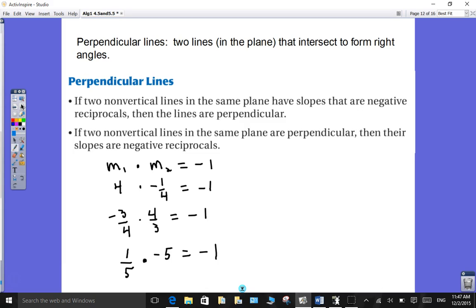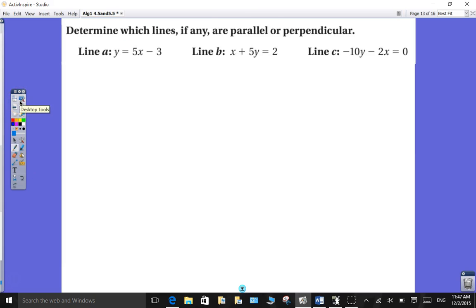Let's see if this is going to work for me. Please work. Okay, so determine which of these lines are parallel or perpendicular. So this is the one I'm doing. Before we can start comparing slopes, what do we need to do with these lines? They've got to be in slope-intercept form so that you can tell the slope. The first one is, but these two are not. So before I start comparing slopes, I need to put them in slope-intercept form.